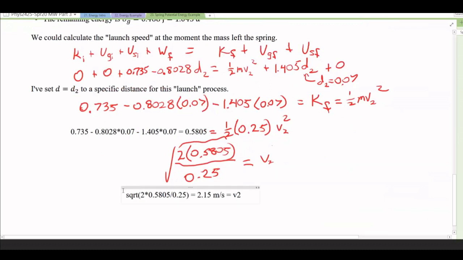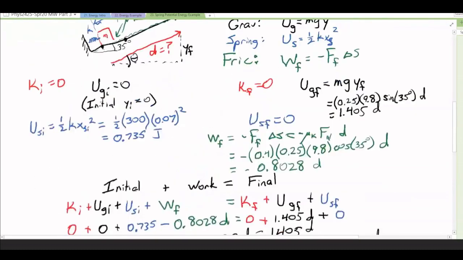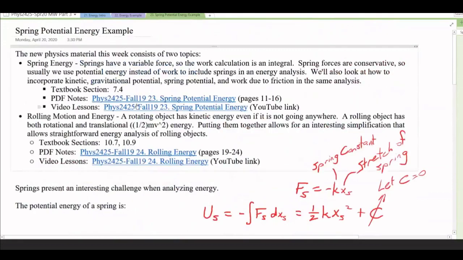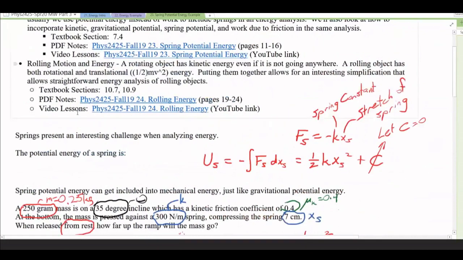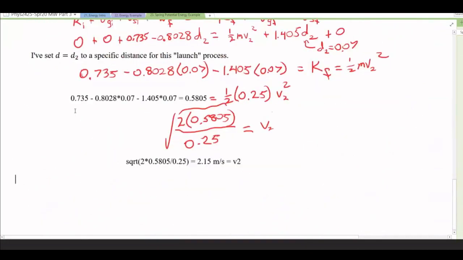All right, so that was a nice, thorough example thinking about different points along the way with 4 different kinds of energy: kinetic, 2 kinds of potential, and then work due to friction, all in the same analysis. So if you guys put that together with the information in the PDF note and the video lesson, I think you'll have a pretty decent idea of how to do conservation of energy calculations.